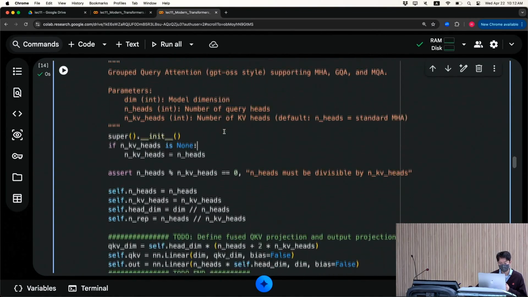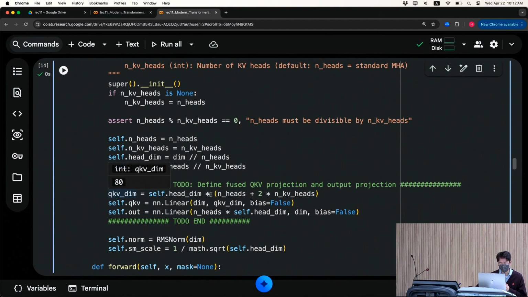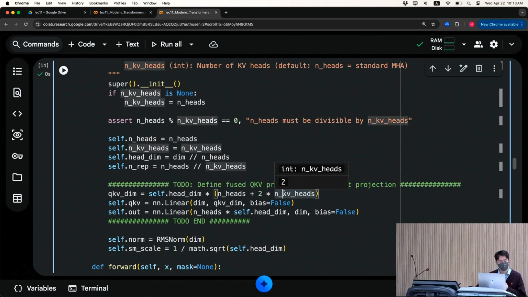All right, so in the constructor, we had to define dimensions. QKB dimension: head dimension times number of heads, plus 2 times number of KB heads. So this is the dimension corresponding to all the queries and all the Ks and Vs. Right, number of heads for the query heads. For each key and value, number of KB heads, right?